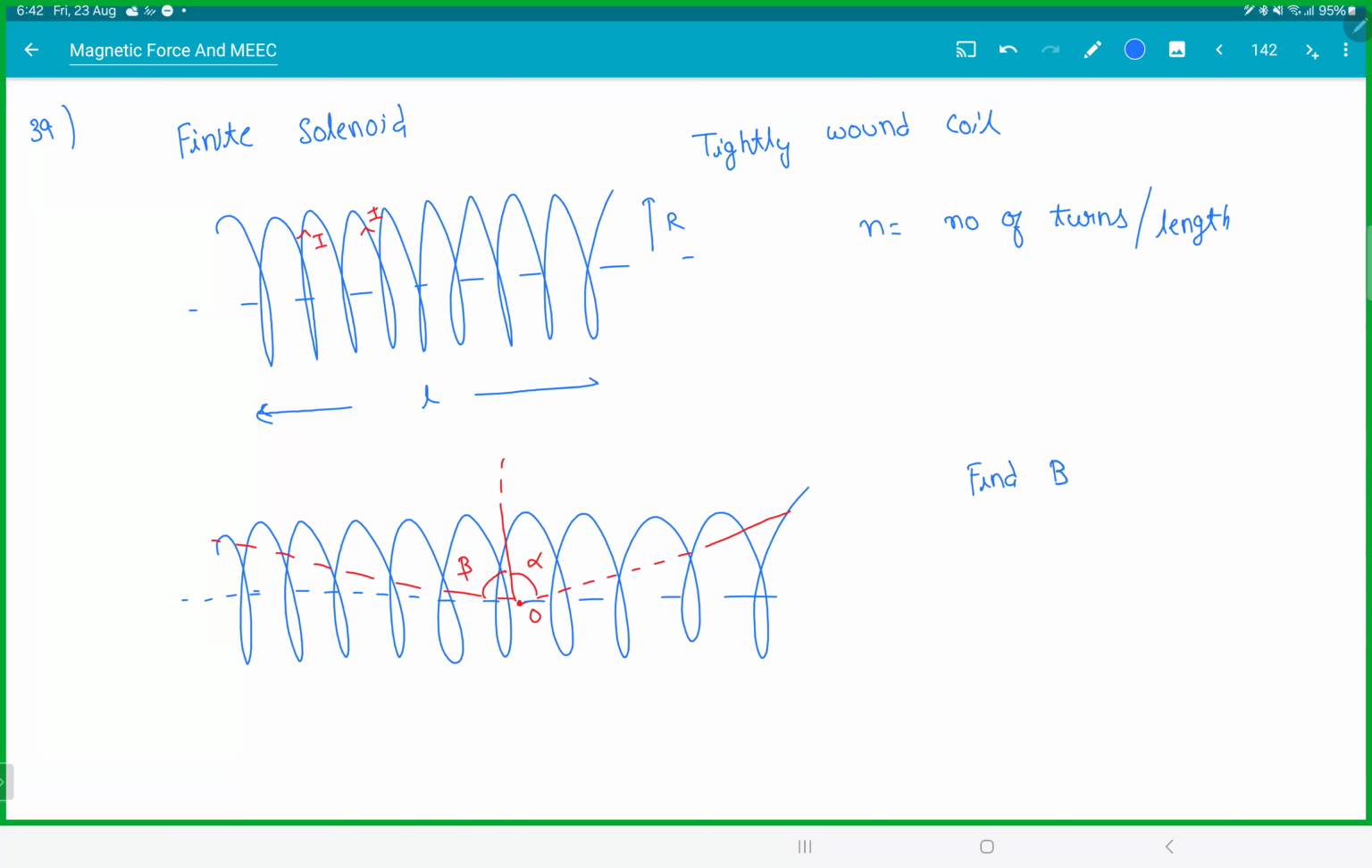I hope the diagram is looking fine. The two corners are making angles alpha and beta. If I make alpha equal to beta equal to 90, it will become infinite. This is a solenoid, basically a finite solenoid. Find B bar at point O. O is a point on the axial line. Find the magnetic field in terms of alpha and beta.